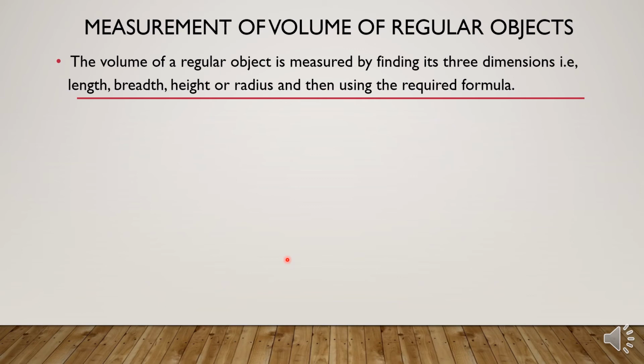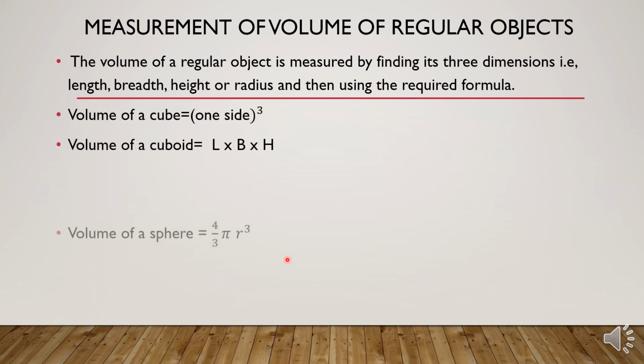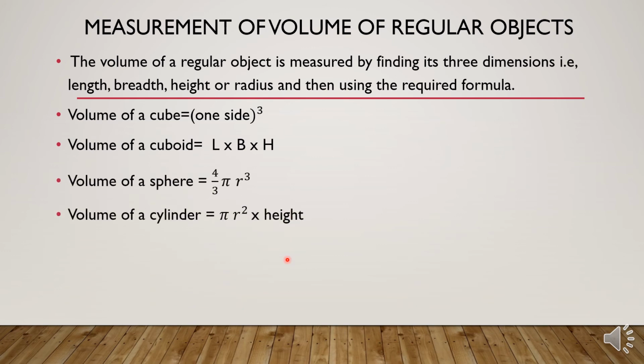Now there are different shapes of objects available. Some are cube shaped, some are cuboid shaped, some are spheres, some are cylindrical. So their volumes also we need to measure. Yes children, their volume also we need to measure, and like the volume of a cube, as I have told you, in cubic meters, in the same way we have formulas for cube, cuboid, sphere, cone, and cylinder to measure their volumes.